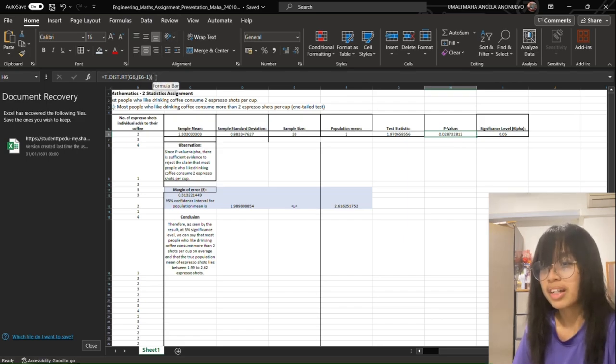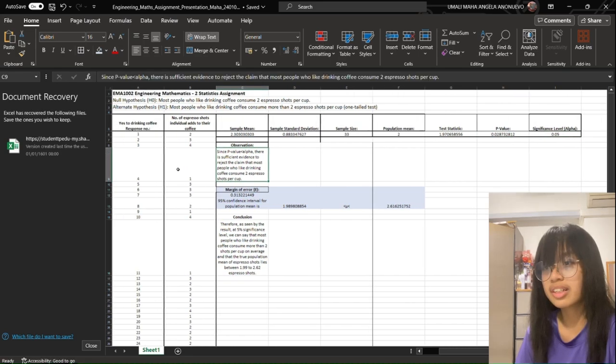T.DIST.RT(G6, E6-1) as it is a one-tail test. G6 is the test statistic and E6 is the sample size. After the p-value is computed, we notice that the p-value is less than the 5% significance level, hence there is enough evidence to reject the null hypothesis. Over here, we will also need to calculate the confidence interval for the mean.